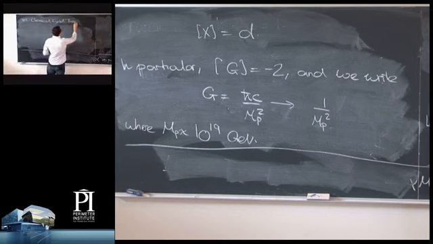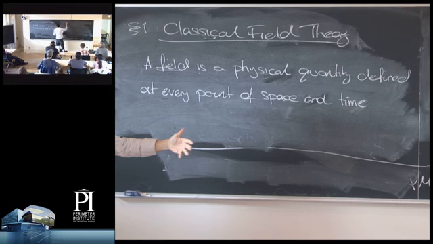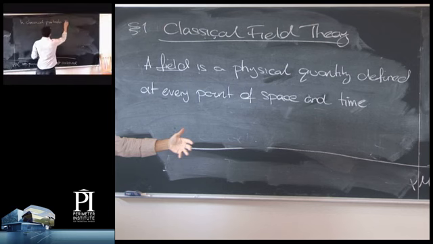Okay, so I want to contrast this with what we usually think of in the first kind of courses in quantum mechanics, and indeed the first kind of courses in classical mechanics. So in classical particle mechanics, there are a finite number of degrees of freedom.